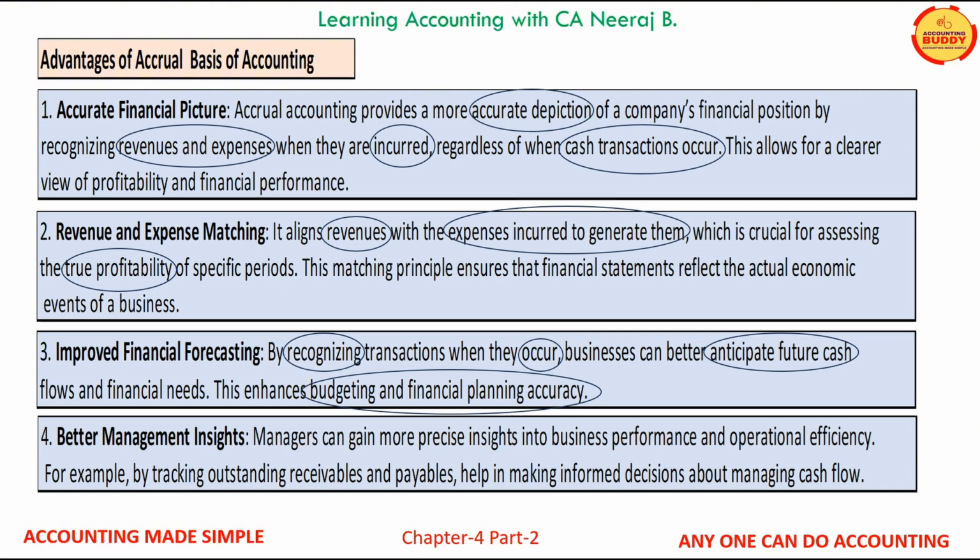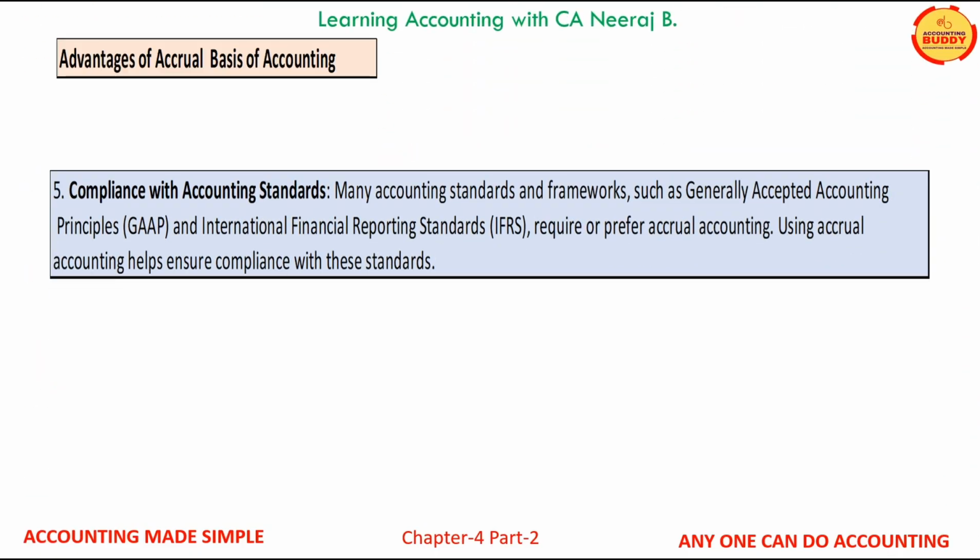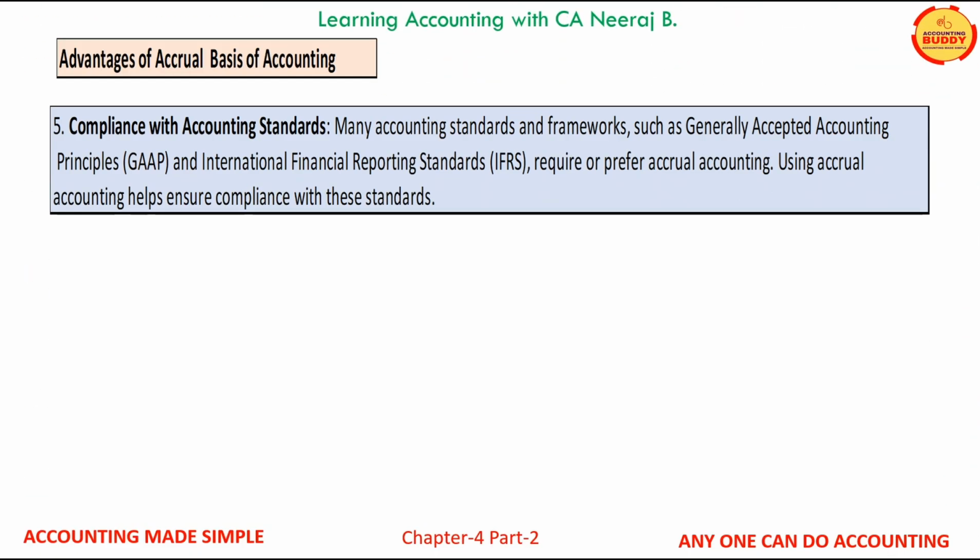Advantage number 4, better management insights. Managers can gain more precise insights into business performance and operational efficiency. For example, tracking outstanding receivables and payables helps in making informed decisions about managing the cash flows of the business. Advantage number 5, compliance with accounting standards. Many accounting standards and frameworks, such as generally accepted accounting principles and international financial reporting standards, require or prefer accrual accounting. Using accrual accounting helps ensure compliance with these standards.